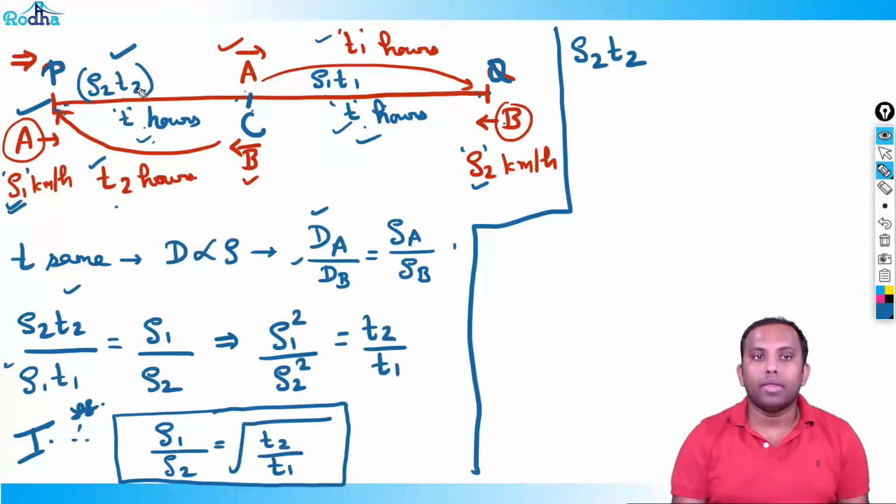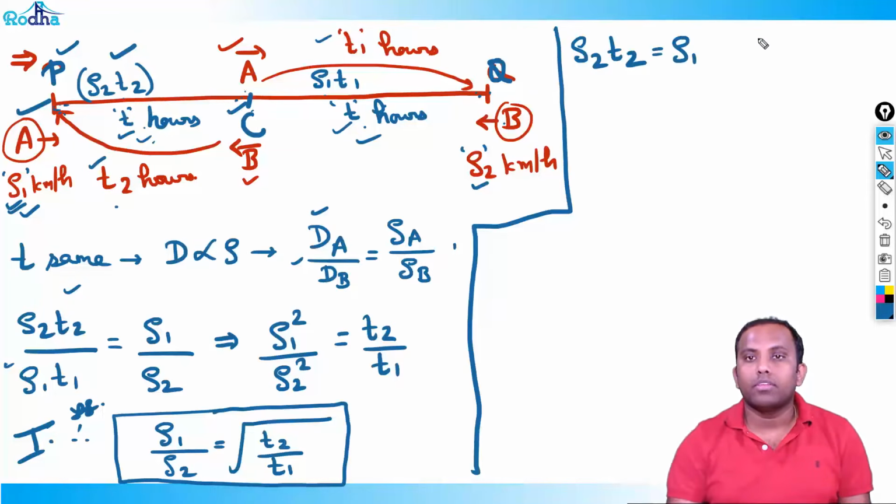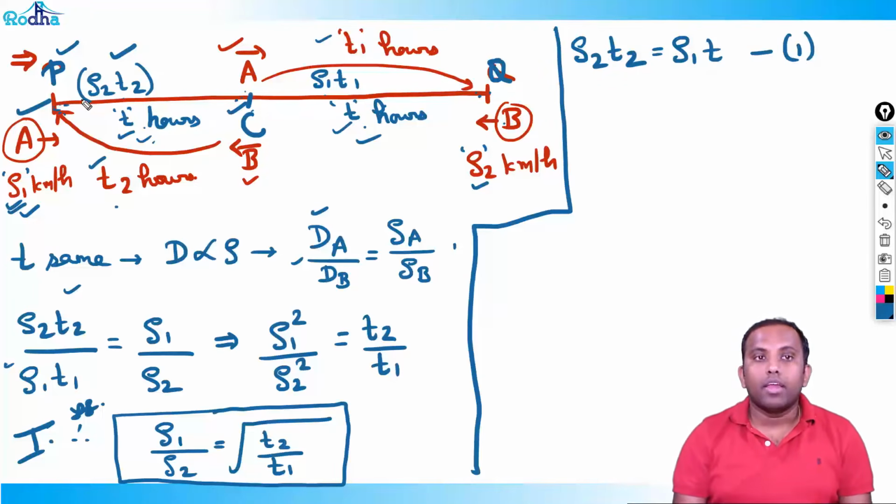Well, if I compare in terms of T hours, what was this T hours here? A has taken T hours to come from P to C, at the speed S1. So what is this distance? This distance can also be written as S1T. Let me write equation 1. Again, this S2T2 is PA.